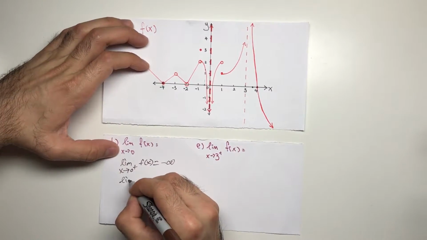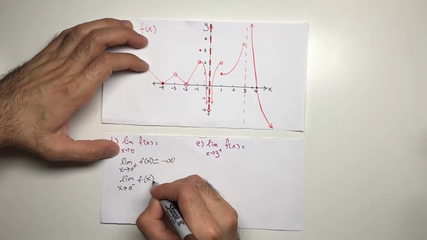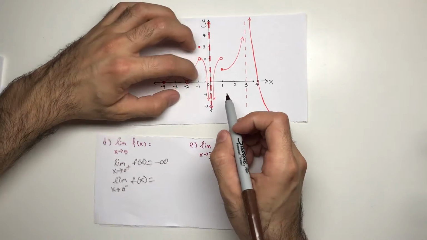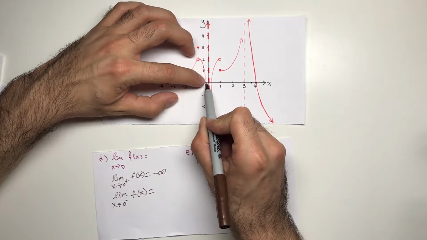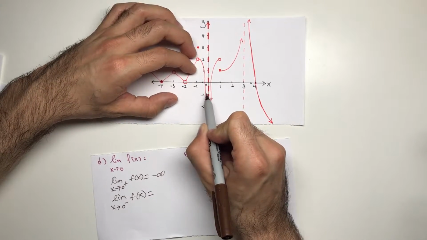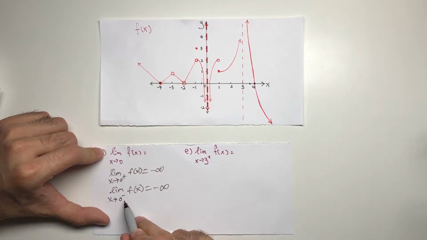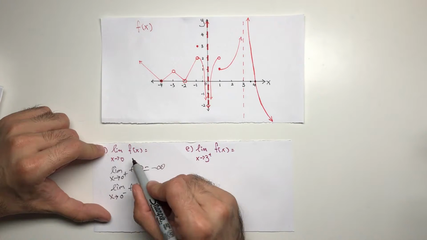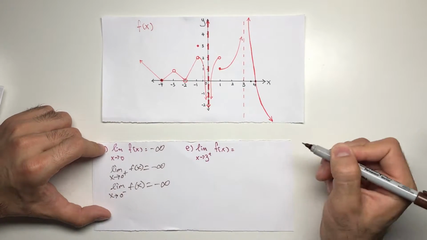We look from the left, the limit as x approaches 0 from the left of f of x. We'll look at an x value to the left and continue towards 0 and find that as we approach 0, the function decreases and goes towards negative infinity. So the left-hand limit matches the right-hand limit, so the limit as x approaches 0 of f of x exists, and it's equal to negative infinity.